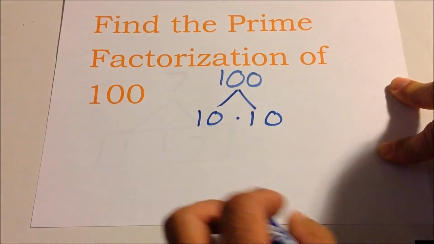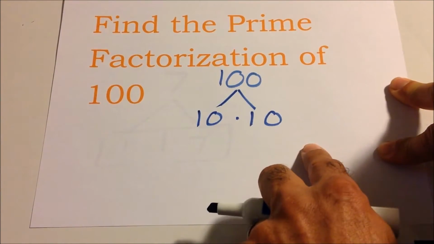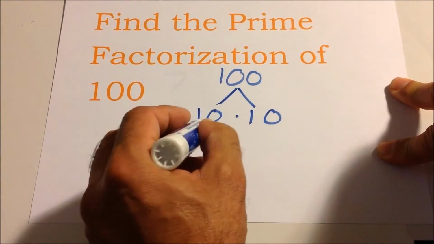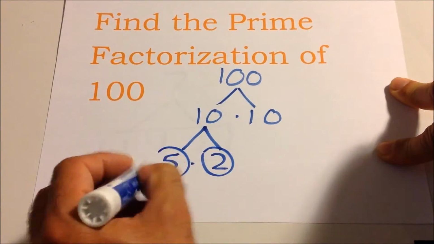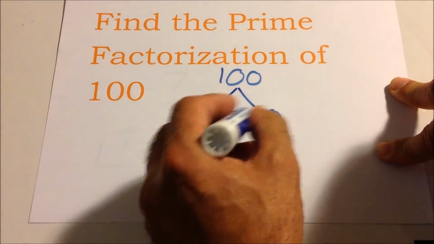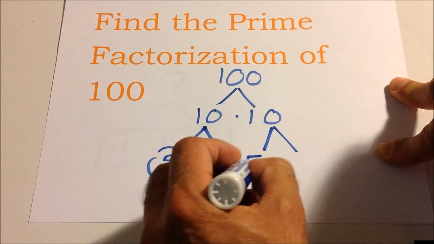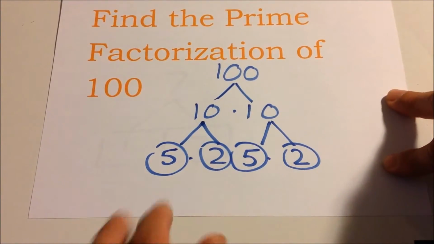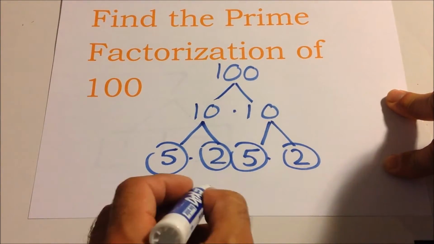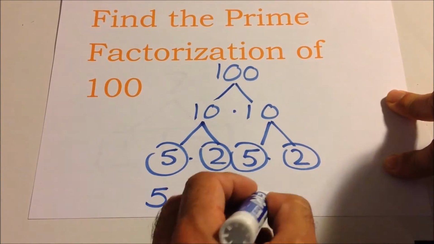10 times 10 is 100. They're not prime numbers. So we keep going. We're going to break the 10 down. 5 times 2. So 5 times 2, those are two prime numbers. And don't forget this 10 here. That's a 5 times 2 also. So now we have the prime factorization. It's 5 times 5 times 2 times 2.